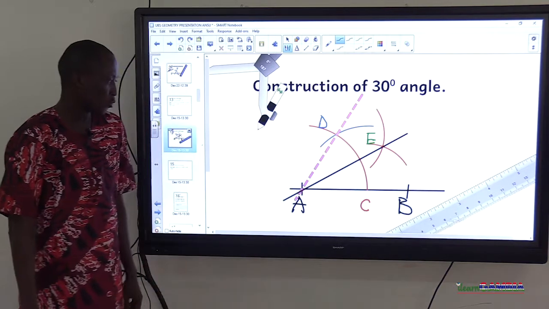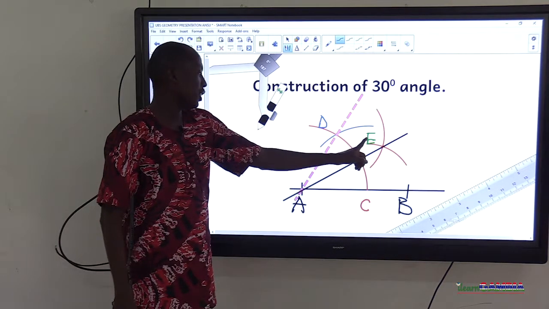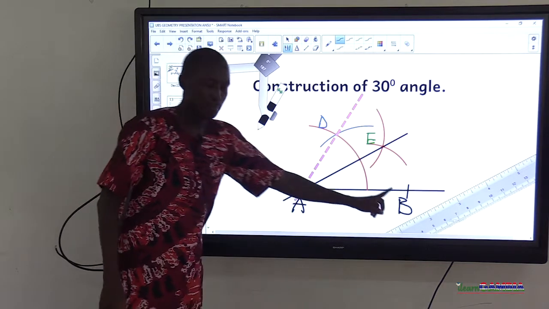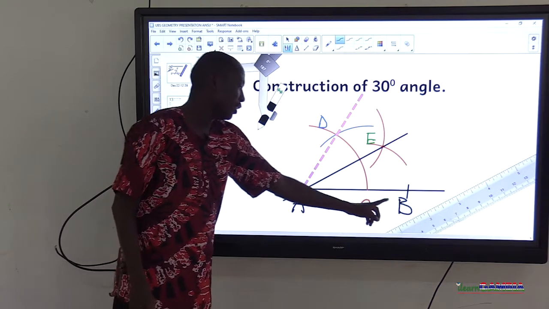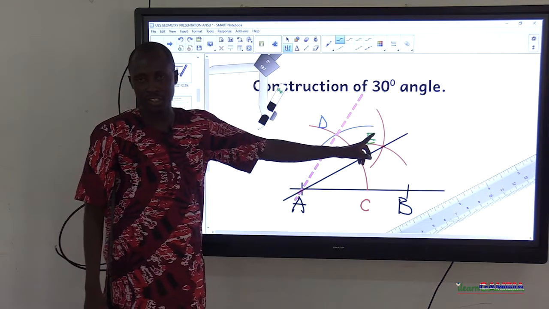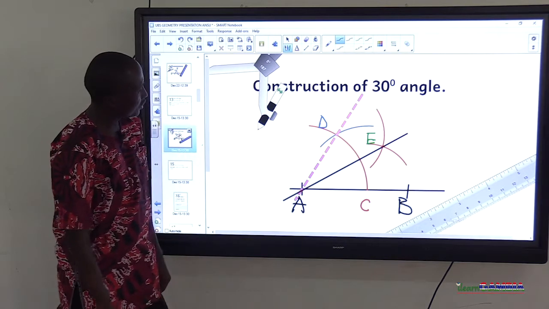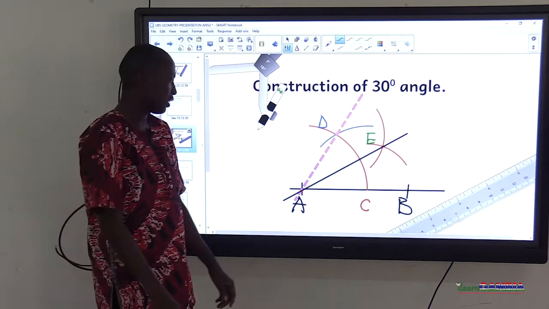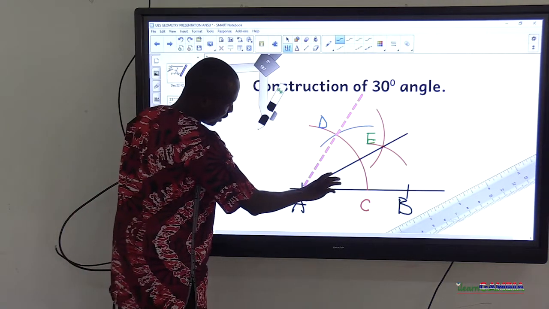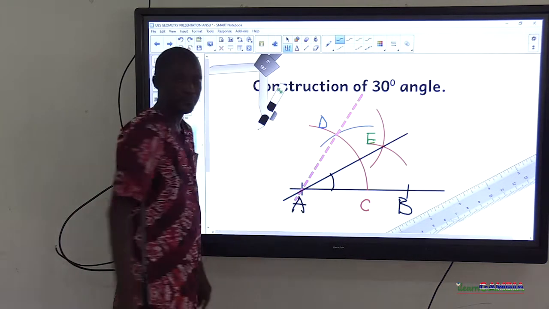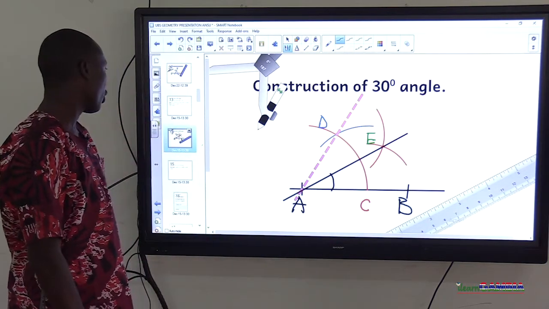The angle that we are required to construct is angle EAB or angle BAE. That angle is 30 degrees. This angle here is the required 30 degrees that we are supposed to construct.